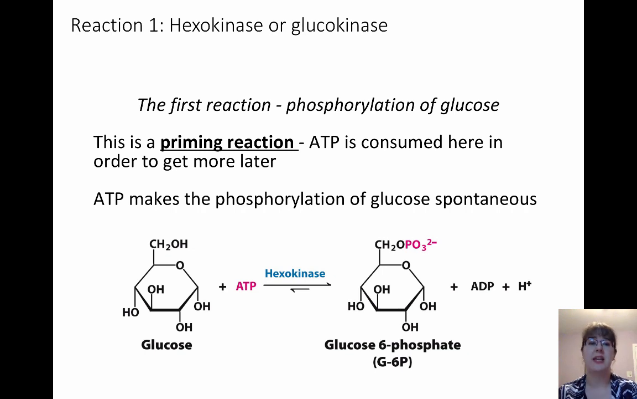For one, that is going to make this process spontaneous, so that ATP utilization is going to be a coupled reaction that's going to allow this reaction to happen spontaneously and move forward. So below what you can see is the reaction. So we start off with glucose plus an ATP, and our enzyme is then going to allow this to be phosphorylated on that 6th carbon, which is why you then have the product being glucose 6-phosphate.